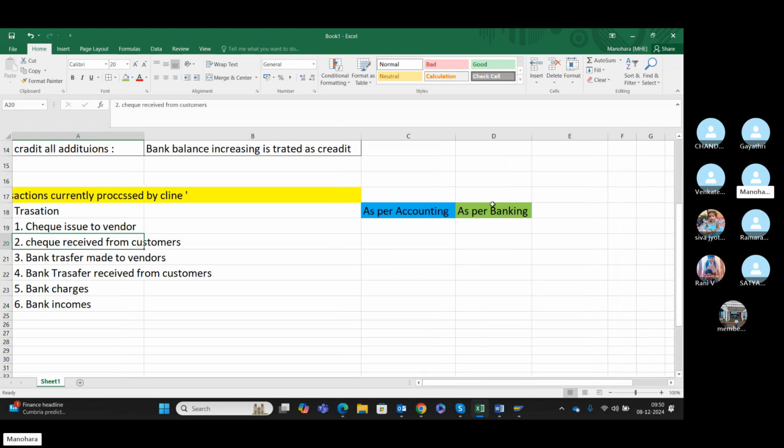A check issued to vendor as per banking. What is the accounting entry? Is the amount increasing or decreasing as per accounting? Check issued to vendor. Decreasing. It's decreasing. Vendor account to bank account. Is it a positive or negative amount as per accounting? Negative. Negative means minus.